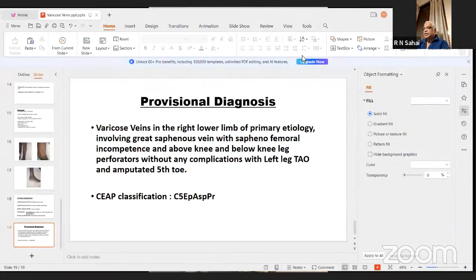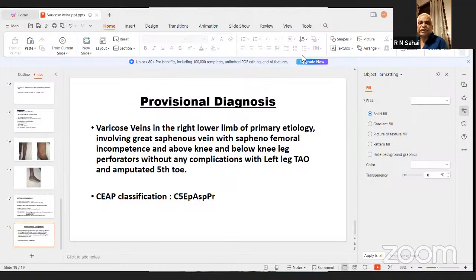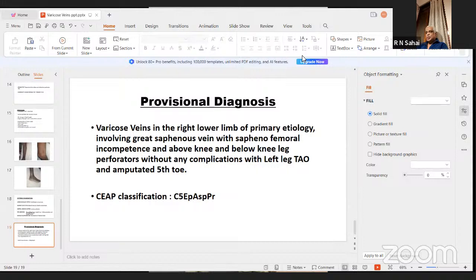Tell me, what is crossectomy? Sir, the Trendelenburg procedure is known as crossectomy. Why? Why is it called crossectomy?